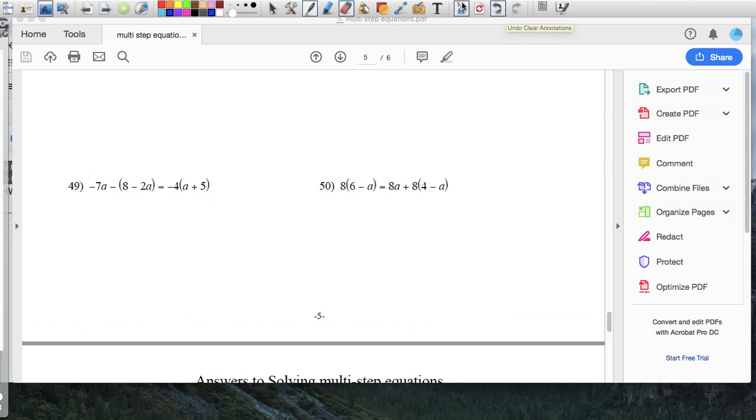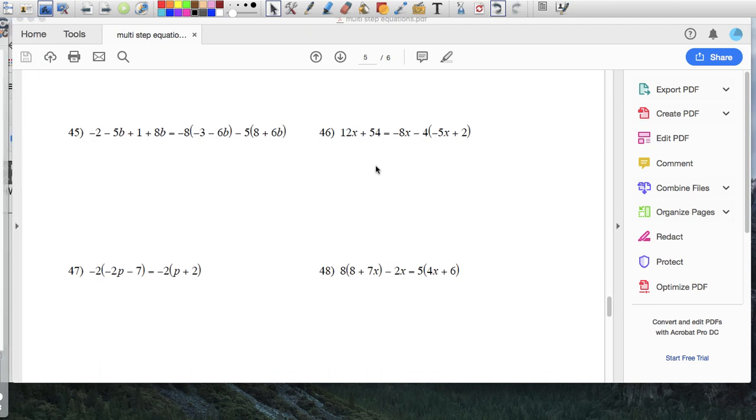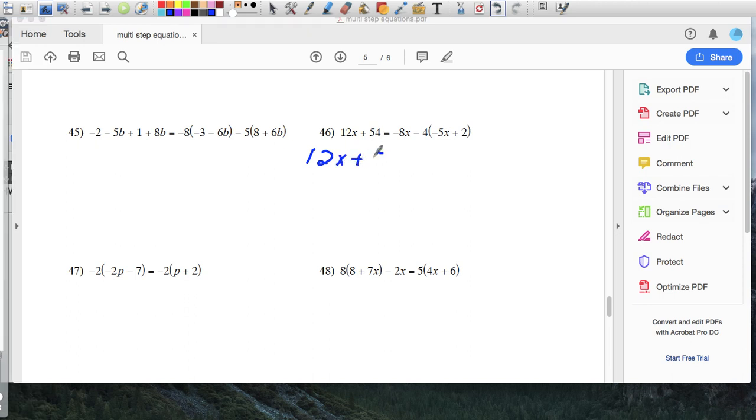That was 49, and I have one more, which is 46. So, there's nothing happening on this side. On that side, negative 8x is going to wait a little bit. I'm going to apply the distributive property between these guys. Negative and negative is a positive, and that gives me 20x. Negative 4 and 2 is negative 8.